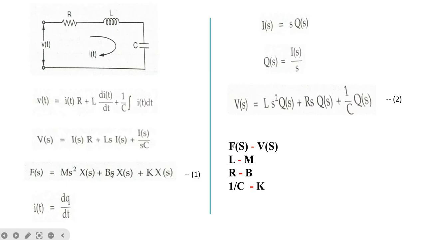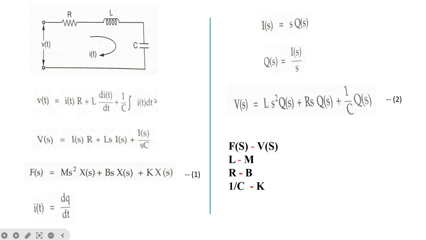So what we'll do is, wherever I of t is there, we'll replace it by dq by dt, where q is the charge and current is the rate of flow of charge. Now we'll take the Laplace of this. I of t becomes I of s, and dq by dt becomes s into q of s. So wherever I of s is there in this equation, we will replace it by s into q of s.